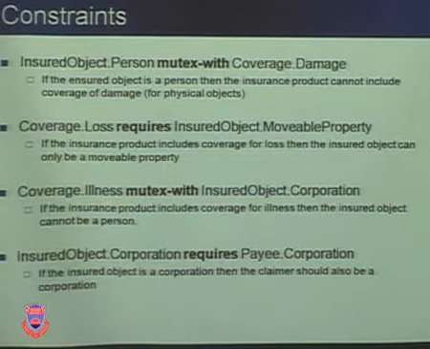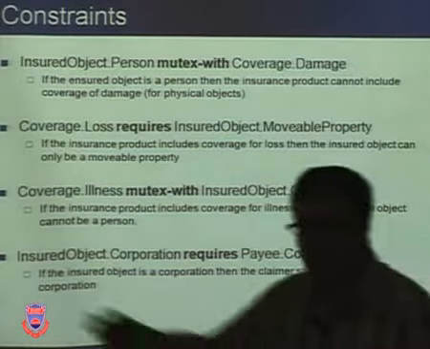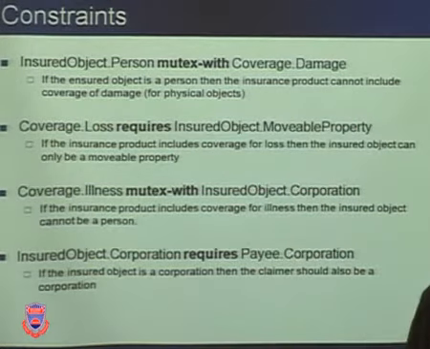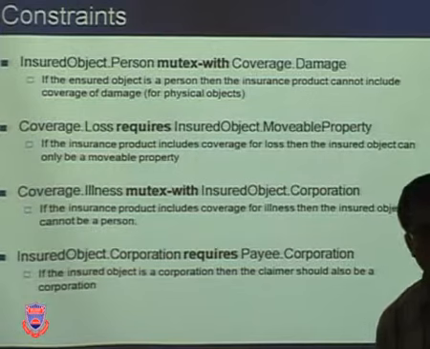If coverage is illness, it's mutually exclusive with corporation. That was the example. If the insured object corporation is selected, it requires that the payee is also a corporation. Okay, so you are not allowed to pay yourself, but the corporation should. Okay, it's quite easy, right?